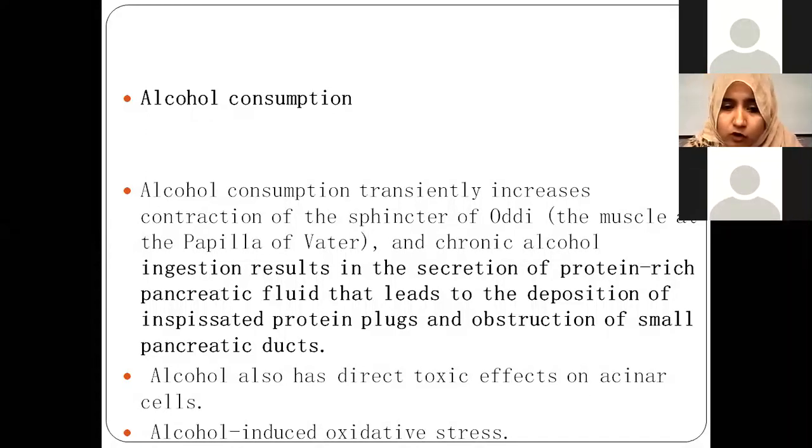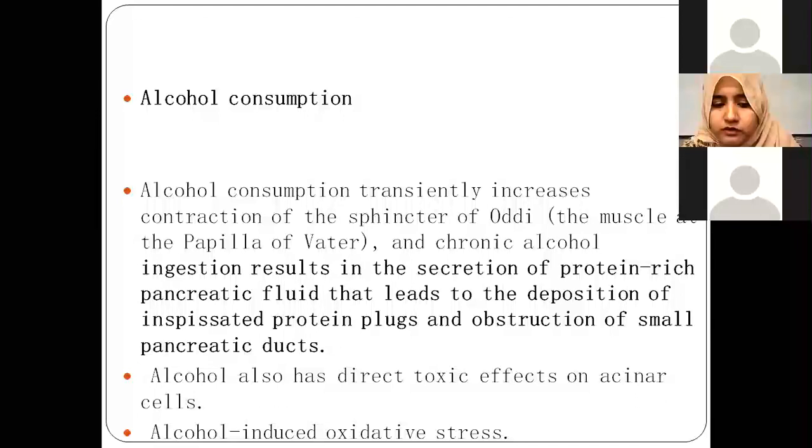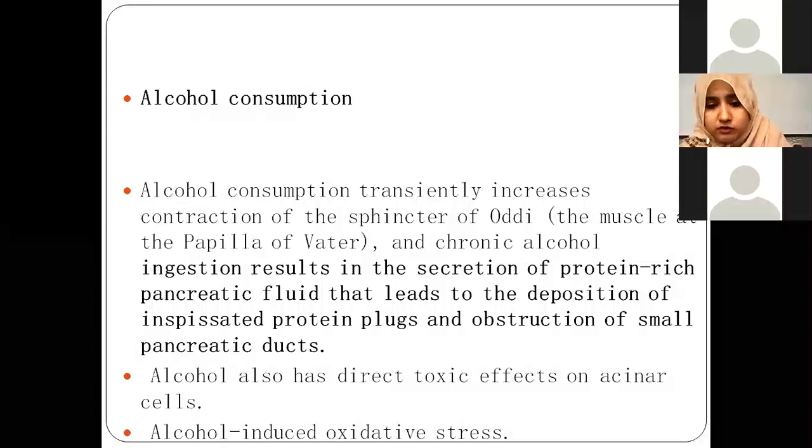What happens in alcohol? Alcohol consumption transiently increases contraction of the sphincter of Oddi, and chronic alcohol ingestion results in the secretion of the protein-rich pancreatic fluid that leads to deposition of inspissated protein plugs and obstruction of the small pancreatic duct. Okay, so there is a thick protein plug which causes obstruction of the duct, and that will lead to inflammation and accumulation of the protein-rich pancreatic fluid.